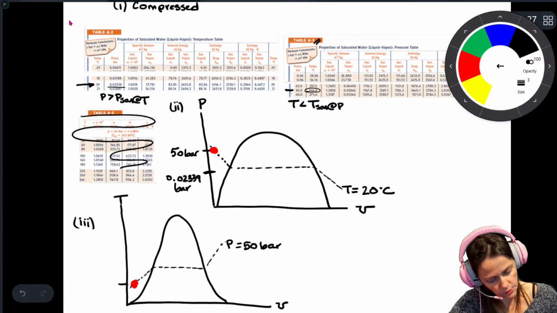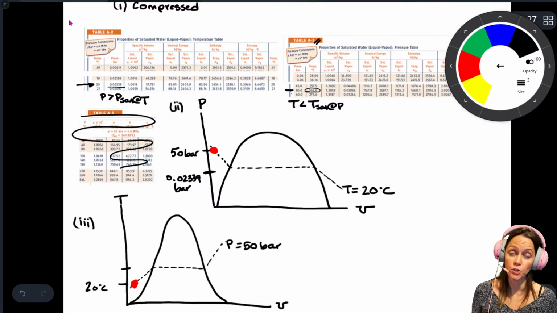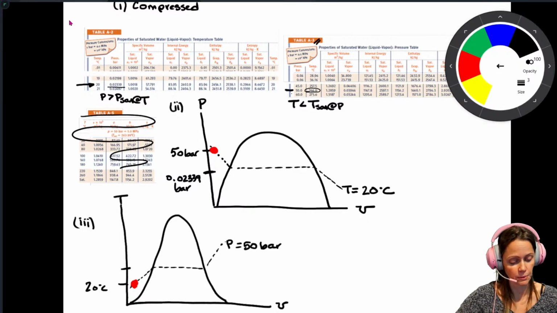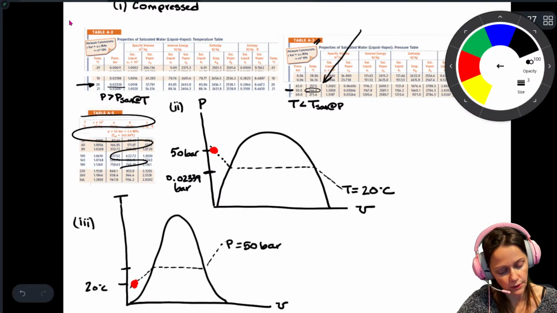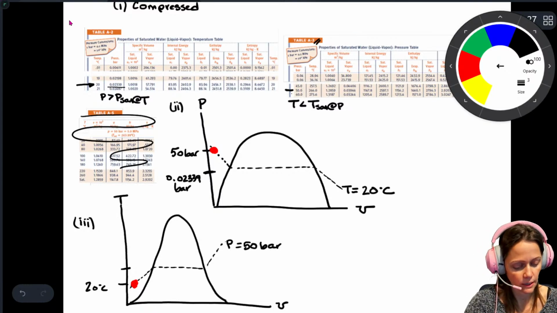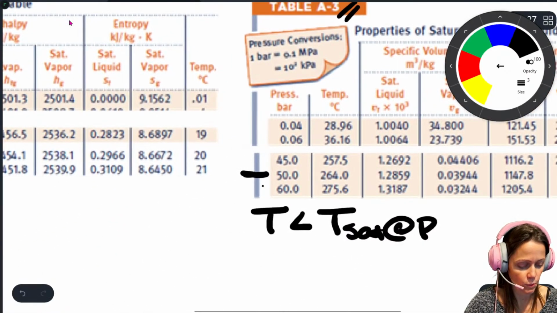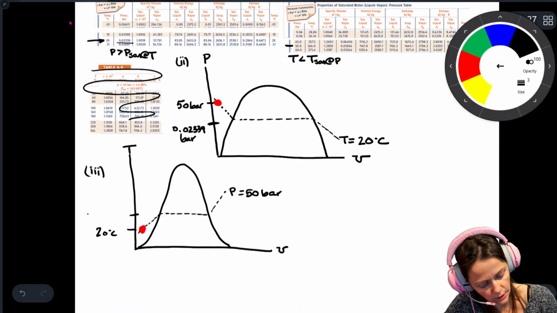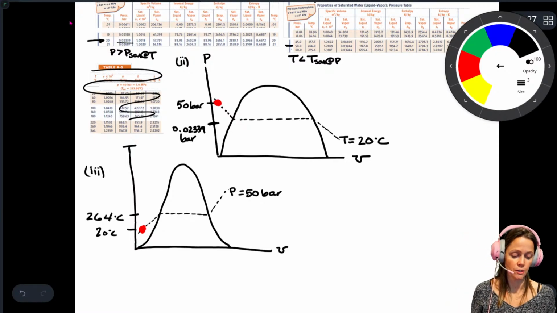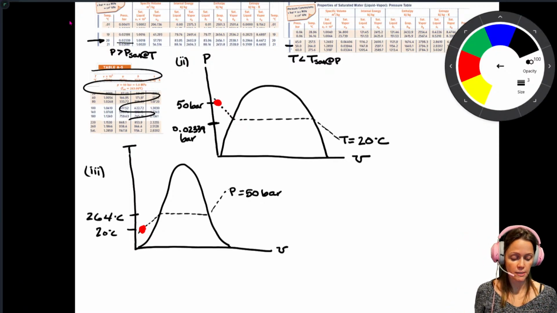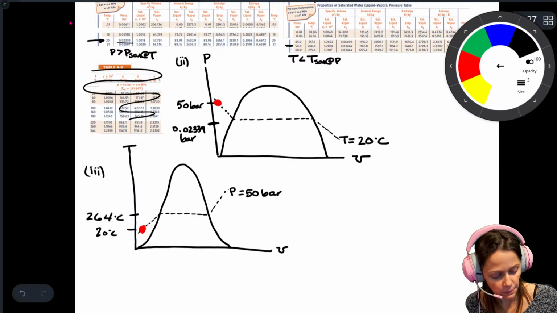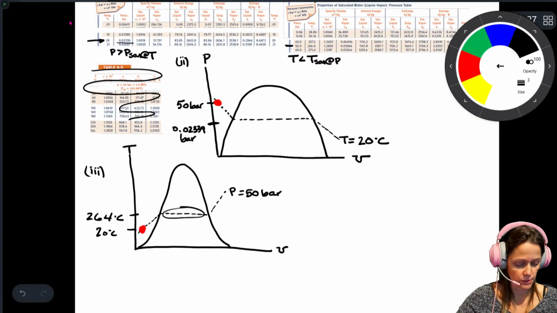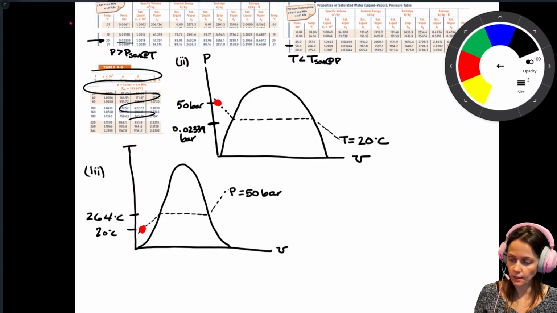This is 20 degrees Celsius, and this right here would correspond to the saturation temperature at 50 bar, which is over here in table A3. That was 264 degrees Celsius. So we'll go ahead and put that over here as well. So that's the saturation temperature at 50 bar, the only possible temperature that you could be at and be over here in this two-phase region.